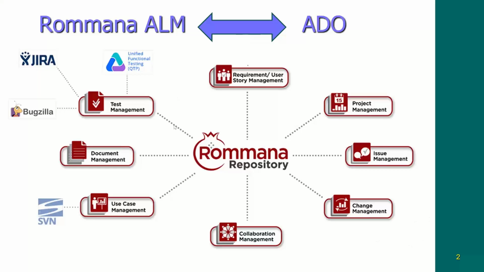Rommana ALM has great support of everything that you need to do with testing, whether it is test management or test design. It has a methodology that's called scenario-based test design, and also it has behavior-driven development that's embedded within the same methodology. You can keep track of all your documents, whether they are related to any of the other entities or not. So documents can be standing alone, or they could be associated with a user story or with a project management activity, with issues or whatever.